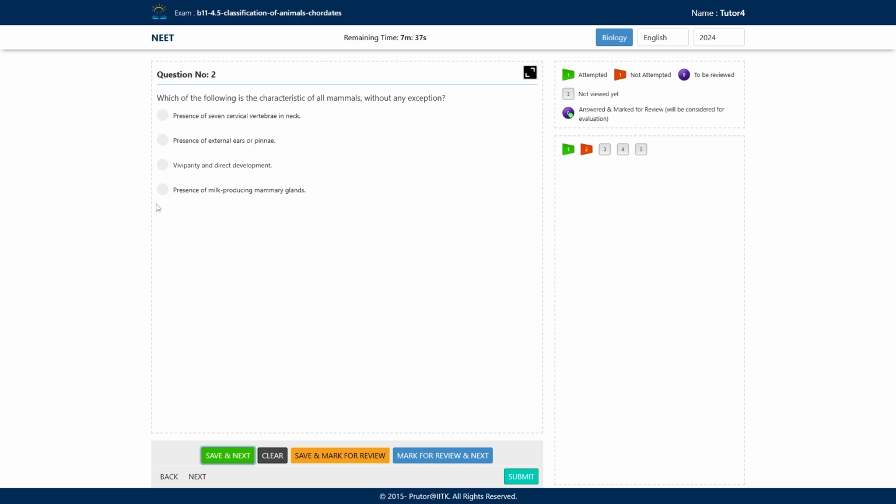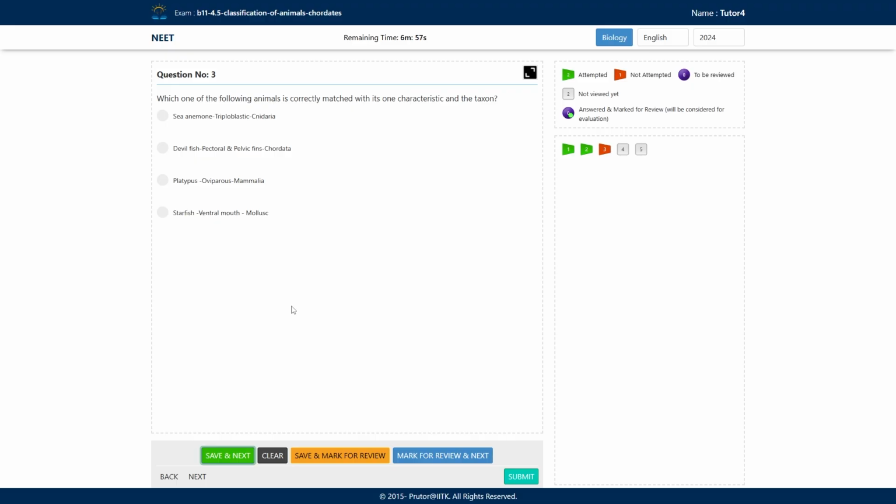Presence of 7 cervical vertebrae in neck, there is a variation in that. Some of the mammals are not having the same 7. Presence of external ears or pinna, this is again an exception. Viviparity and direct development, again all are not viviparous, some are oviparous also. So all the first 3 are having some exceptions, but this presence of milk producing mammary gland, this is the correct one. So we will save it and move to our next question.